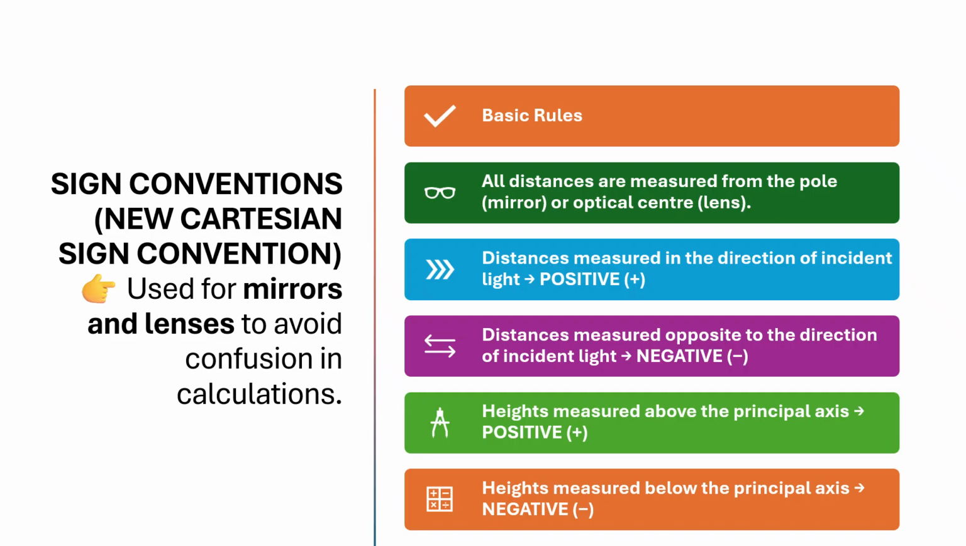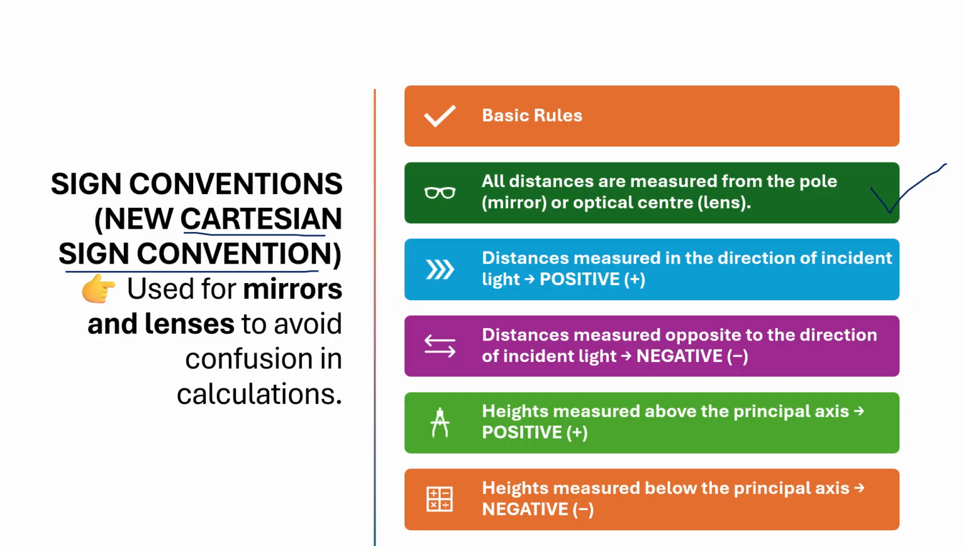Now let us understand, before we solve the light numericals, sign conventions. If you know coordinate geometry, you will understand the word Cartesian. So it's the new Cartesian sign convention. They are used for mirrors and lenses to avoid confusion in calculations. There are certain basic rules which you have to remember: all distances are measured from the pole or optical center. I repeat this again, students.